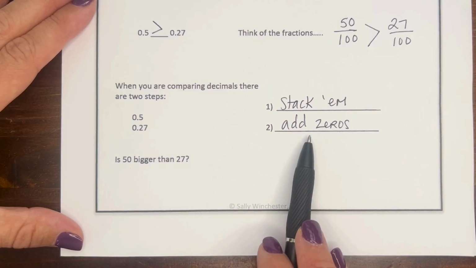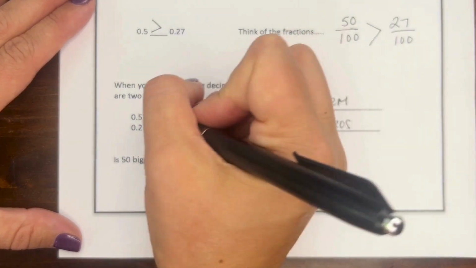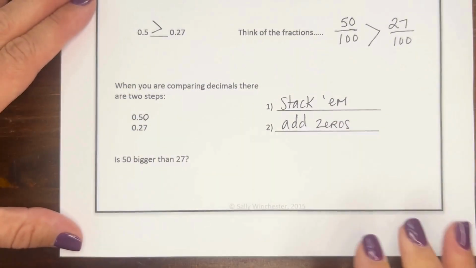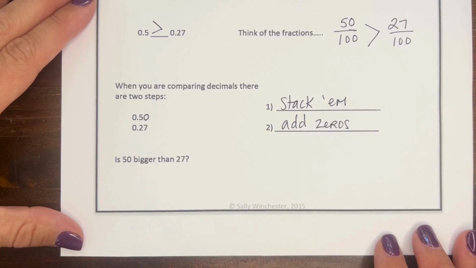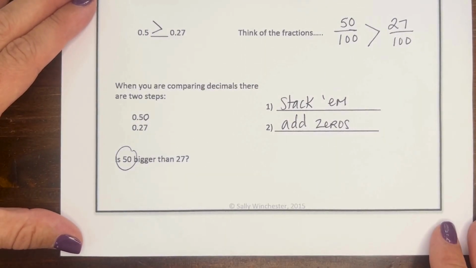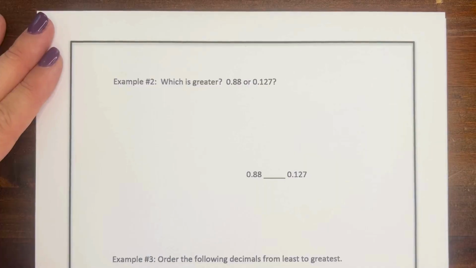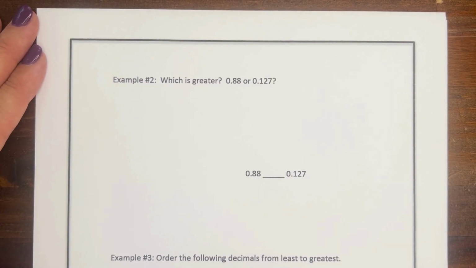We're going to add zeros to any places that are missing. So for example, 5 tenths doesn't have a hundredths place. We're just going to put a 0 there to show that there's 0 hundredths. Now these numbers are lined up and they're balanced, and it's easy to see that 50 hundredths is bigger than 27 hundredths.